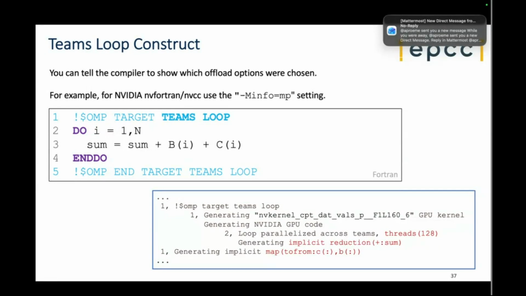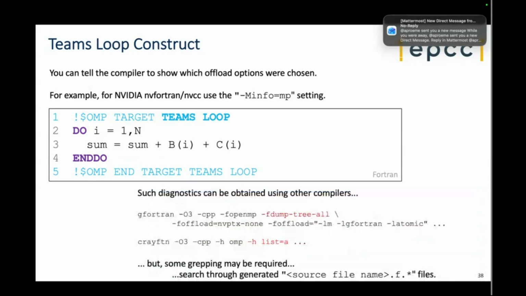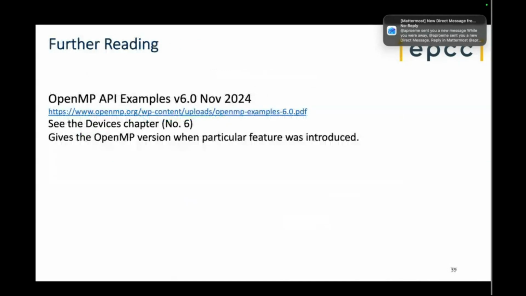So there's essentially two directions. One is to give it some compiler flags. They're compiler specific, and when you compile, it will give you some information about what the compiler is doing. So this is an example for the NVIDIA compiler. You can use this -Minfo=mp, and at compile time it will give you, well, a lot of information about what it's doing, often more than you need.